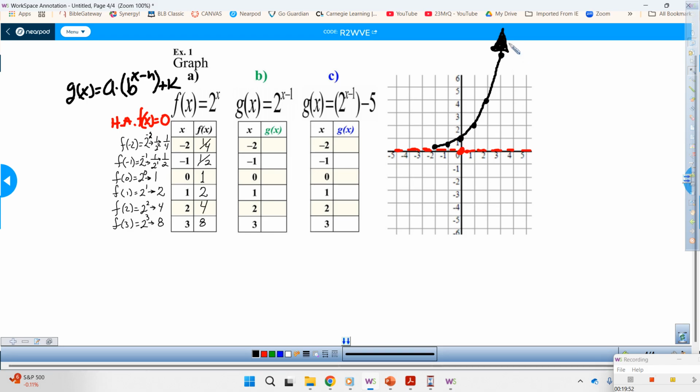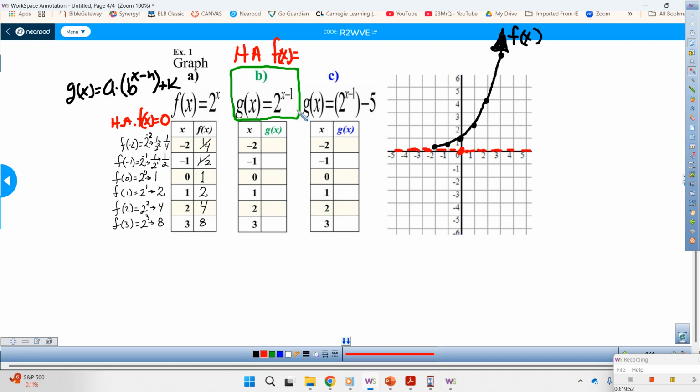All right. So now that we have our parent function, label that f of x. Let's go to the first transformation in green. Look up, please. To get started, I need an HA. Tell your neighbor what the HA is for that one. What is our HA? Is there anything at the end?